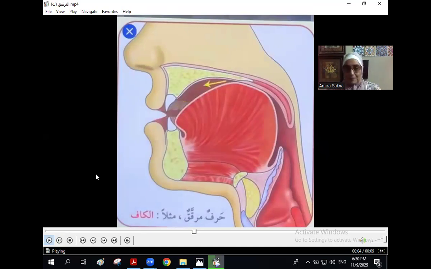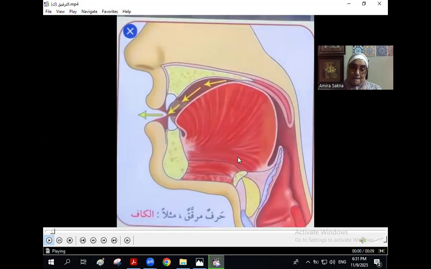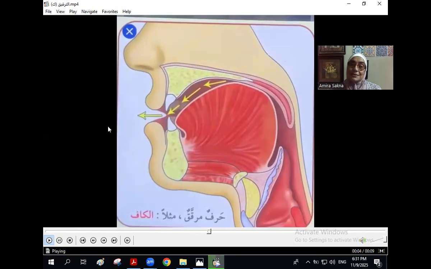This is the kaf. You see? I will repeat it to you. You see, the sound descends. The sound descends, does not rise to the roof of the mouth. That's why it's a mustafil letter, and that's why it's a muraqaq letter, because the mouth will not be filled with its echo. There is no echo here, okay? And the epiglottis remains where it is. Two things: there is no echo here, and the epiglottis remains where it is.